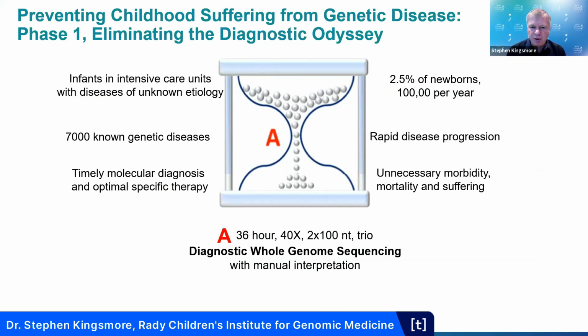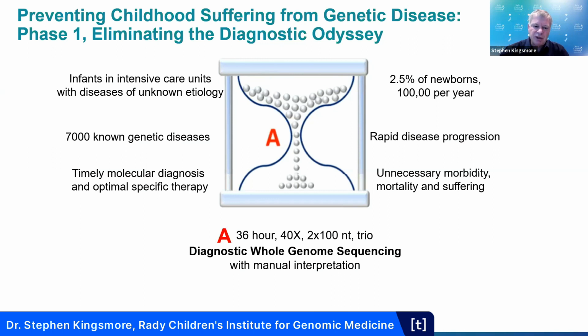And the problem that confronts doctors is this diagnostic odyssey. There are 7,000 known genetic diseases. How can you narrow that list in a time frame that works for a critically ill baby? And many of these diseases progress incredibly fast. And so you have minutes, hours, days, rarely weeks to actually solve this problem.